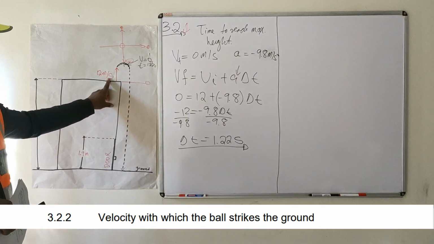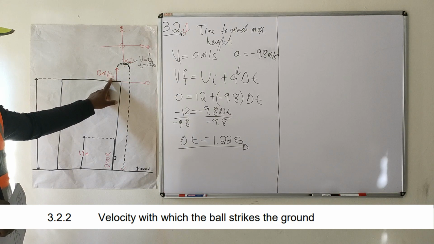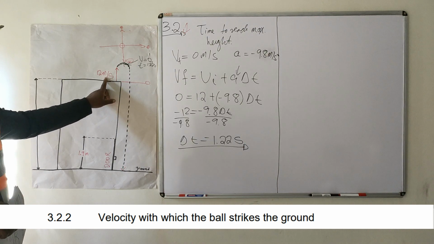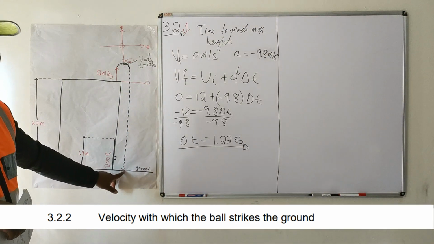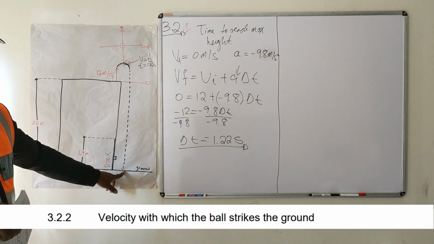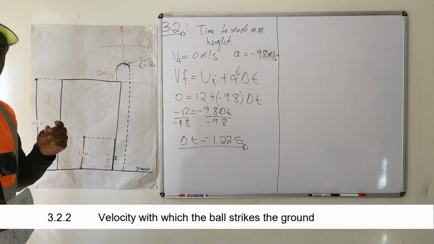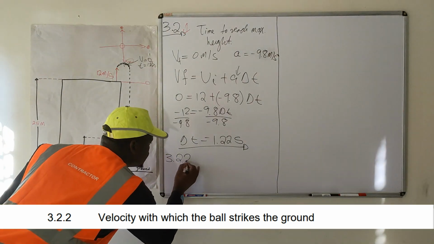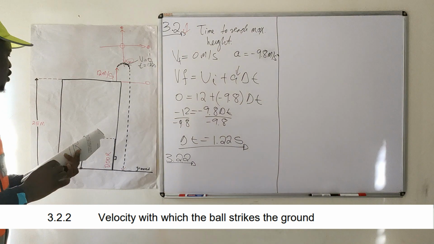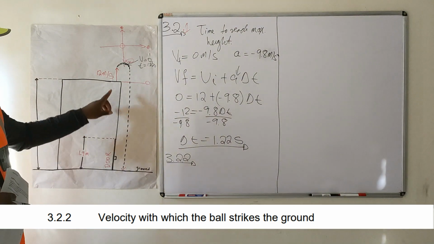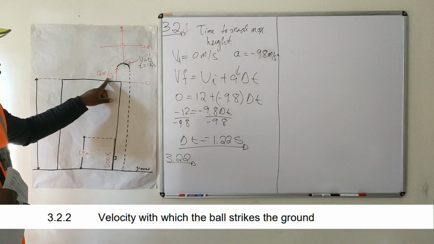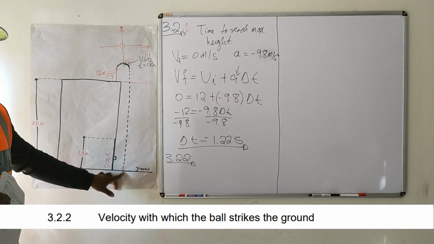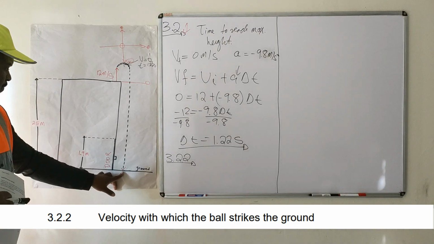We know that this ball left there at this time, right? It left at 12 meters per second. We know its initial velocity, but we don't know its final velocity here at this point. So this is 3.2.2. What we know is the ball left the top of the building at 12 meters per second. We don't know what the final velocity was there. It's what we're trying to find, right?